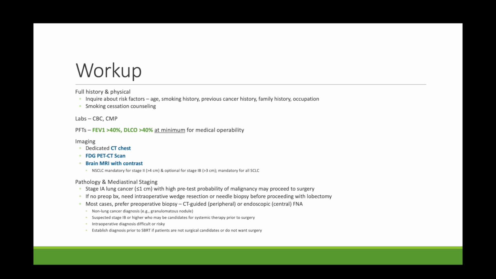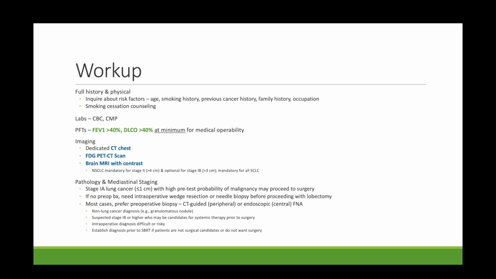And then finally, that brings us to our pathology and our mediastinal staging. So ideally, we always want to get a preoperative biopsy. And then if we're going to be going for surgery for an early stage lung cancer, the mediastinal staging is done at the time of surgery. And if we are going to be treating these patients with radiation, then we do try to get good mediastinal sampling. And we'll talk about the methods for that. But we try to get good mediastinal sampling before we treat them with radiation.